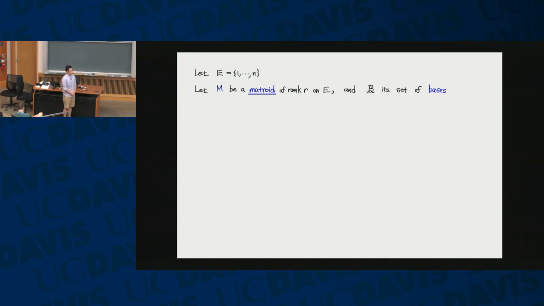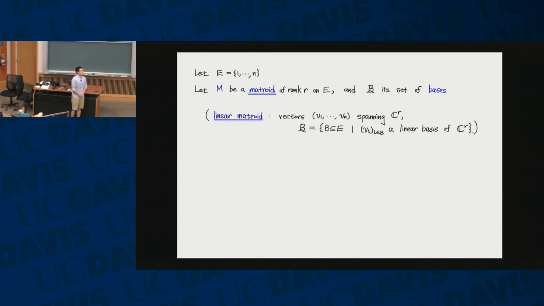Now, of course, not all of you may have seen matroids, and in that case, it's perfectly fine for this talk to just think of these things called linear matroids, which are nothing more than a finite collection of vectors, let's say n of them, spanning an r-dimensional space. And the data we want to keep track of is just which subsets of those vectors form a linear basis. That's the set of bases, and that's the data that we want to keep track of in a matroid.